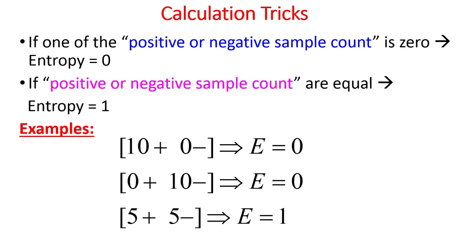If positive samples and negative samples are equal in number, as shown, that is, they are 5 and 5, then the entropy value becomes 1. These calculations can be directly used while building the decision tree.